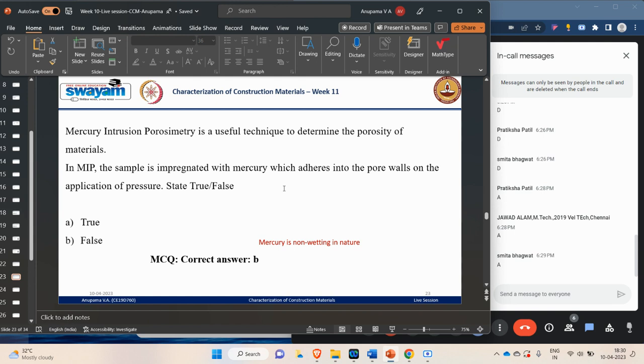It occupies the space wherever there is an open pore. That's it. It does not adhere or get attached to the pore walls. It does not get absorbed into the pore walls of the material, even if we apply the pressure. So mercury is a non-wetting material in nature. That is why this statement, that the mercury adheres to the pore walls on application of pressure, is a false statement.